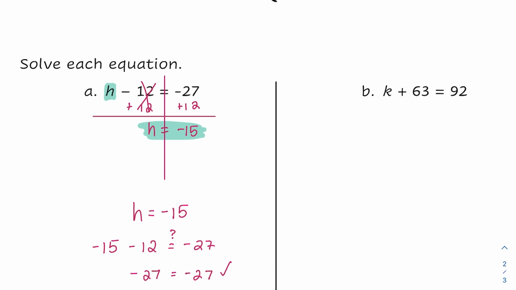The next example, I have k plus 63 equals 92. Again, we want to get k by itself. So the opposite of adding 63 is subtracting 63. But what we do to one side, we have to do to the other. So for this problem, we end up getting k equals 92 minus 63, which is 29.